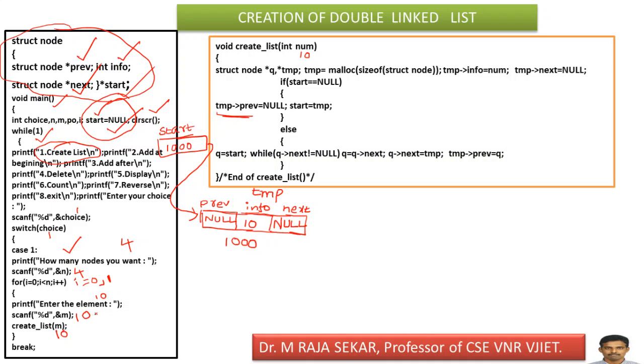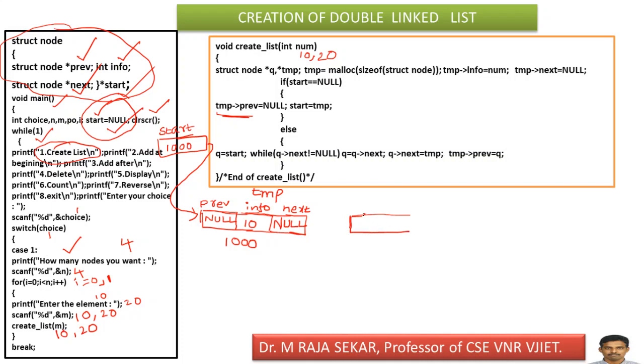Enter the element. Let me say I entered number 20. This number 20, where will it get stored? It will get stored in m. Create_list of m means list of 20. Here in the place of num, that number 20 will be copied. Struct node *q, *tmp. Tmp equal to malloc size of struct node.